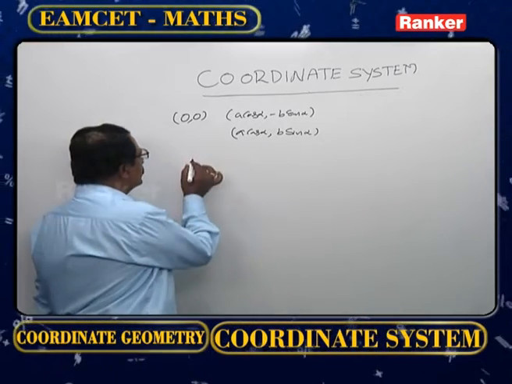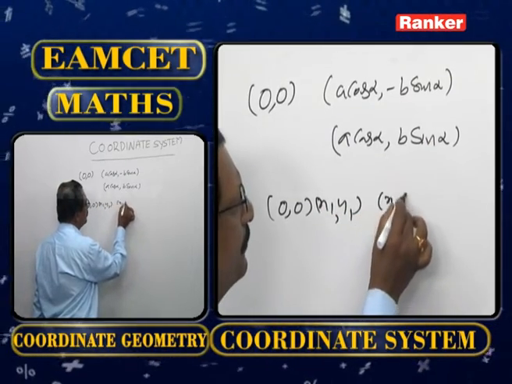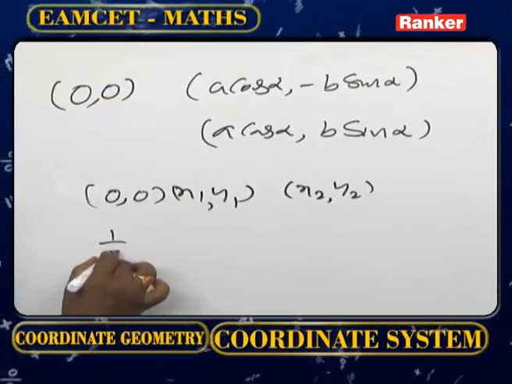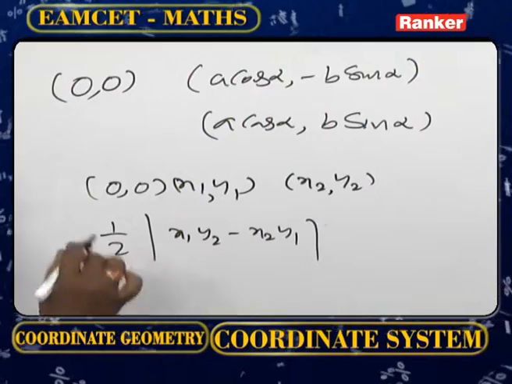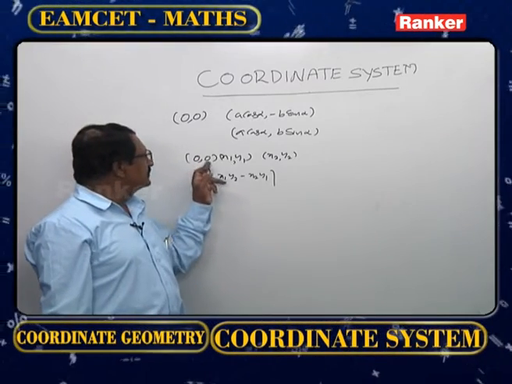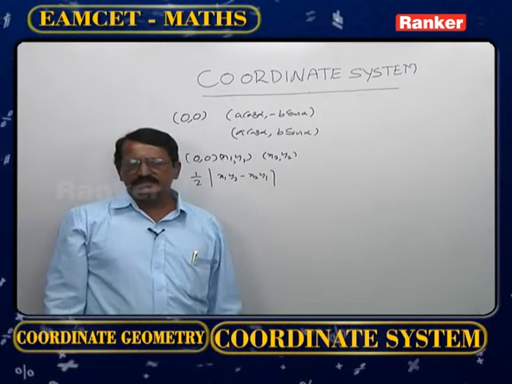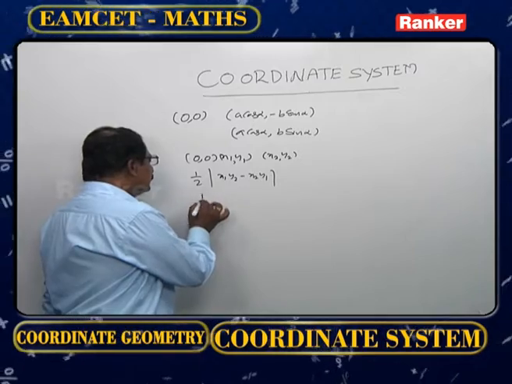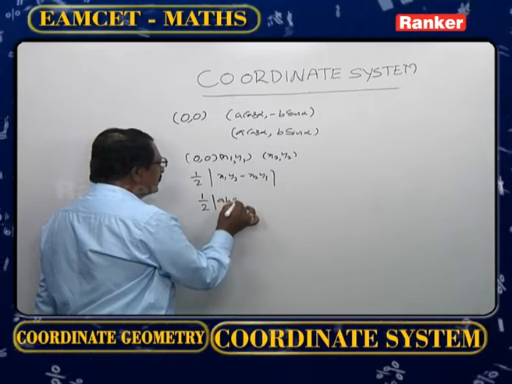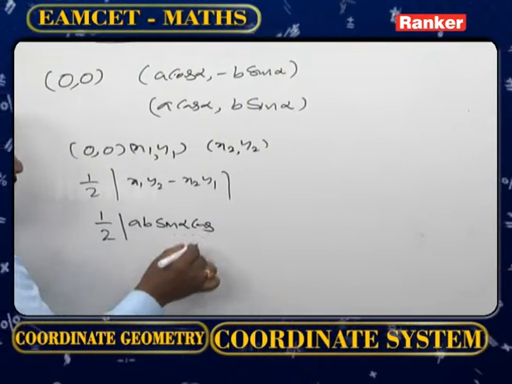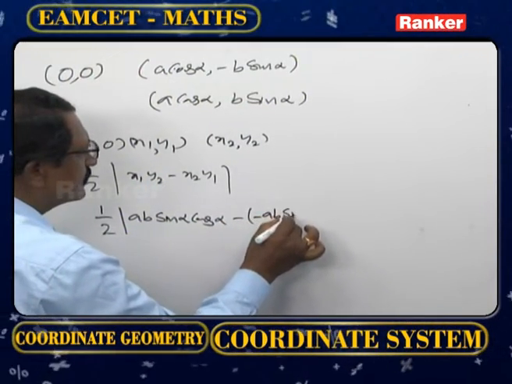Now, the area of the triangle formed by three points (0, 0), (x1, y1) and (x2, y2) is half times the modulus of (x1 y2 - x2 y1) square units. Then that equals half times the modulus of x1 y2, which is ab sin alpha cos alpha, minus x2 y1, which is minus ab sin alpha cos alpha.